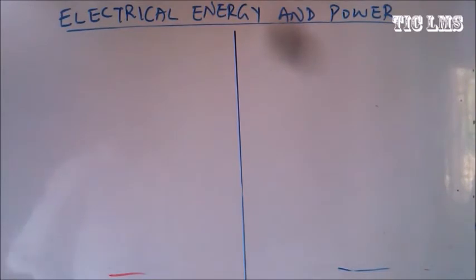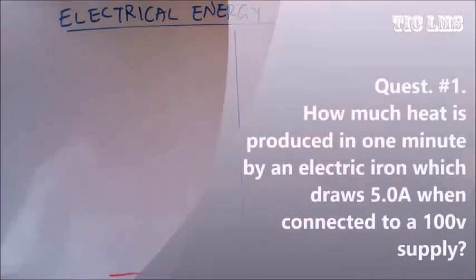Next, we want to solve questions on electrical energy and power, and also capacitance. Question 1 says, how much heat is produced in 1 minute by an electric iron which draws 5.0 ampere when connected to a 100 volt supply?